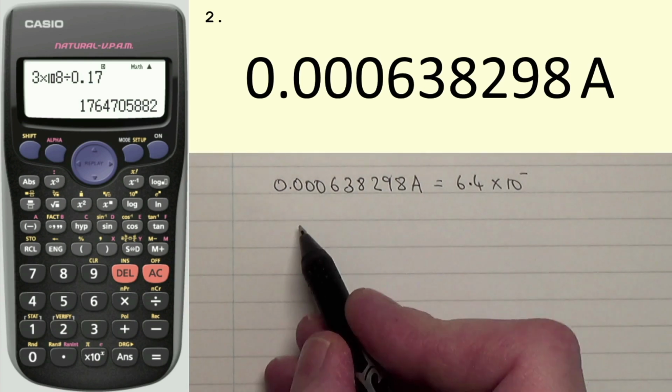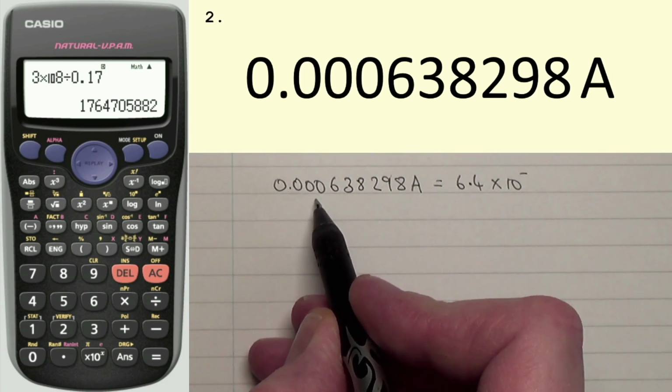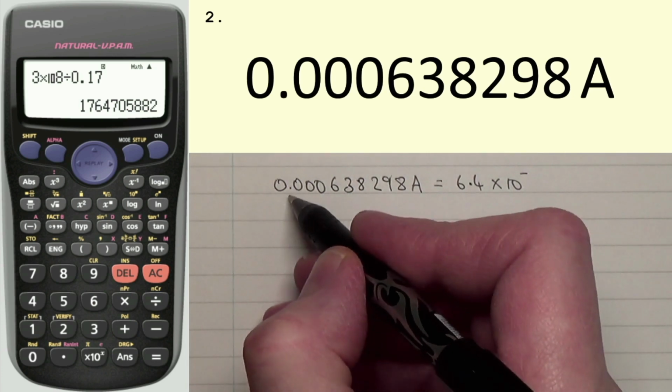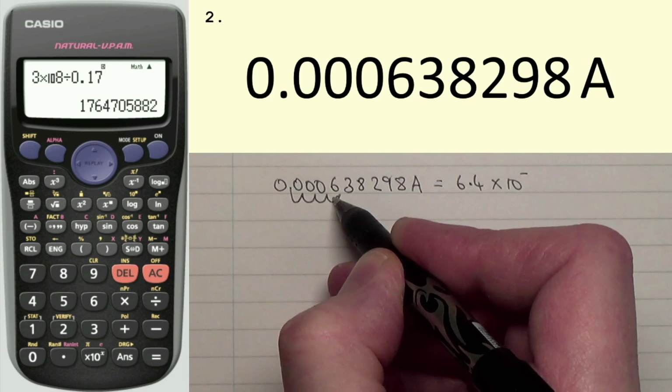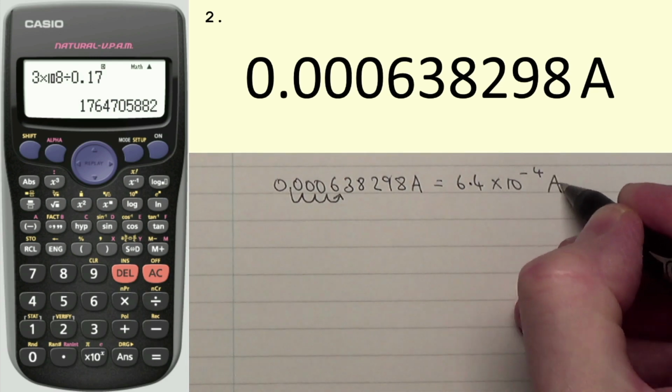something. Now, to work out this power here, I have to work out how many positions I'm moving that dot to get it between the first and the second non-zero number. So that's going to be 1, 2, 3, 4 positions. So that's 6.4 times 10 to the power of negative 4 amps.